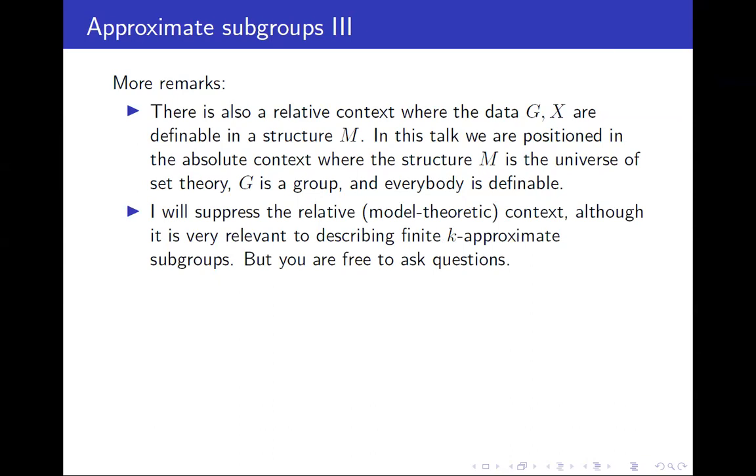But this relative model theory context is very relevant to describing finite K-approximate subgroups. What Hrushovski was doing in his influential work, which we are calling Tao, is you fix K, you look at all groups and finite K-approximate subgroups, and you take what's called a logical limit. In this logical limit, the finite thing becomes what we call a pseudo-finite, a non-standard finite object in a non-standard model of set theory.